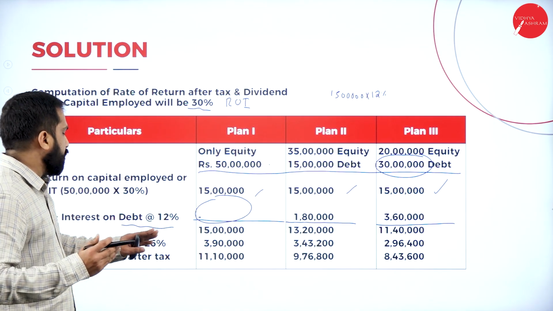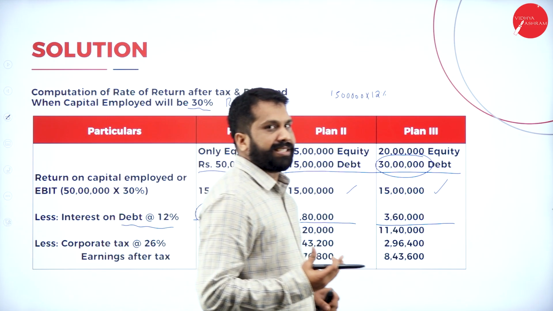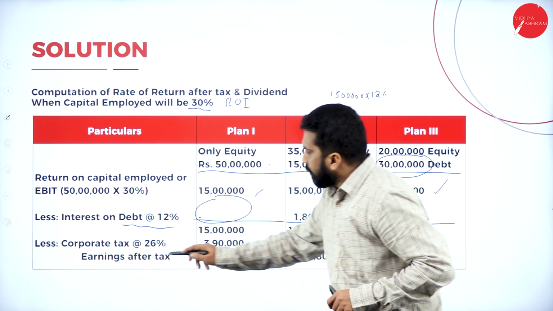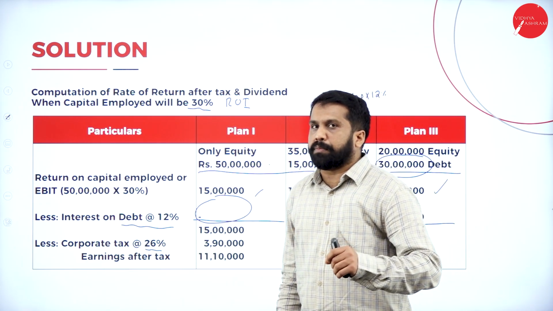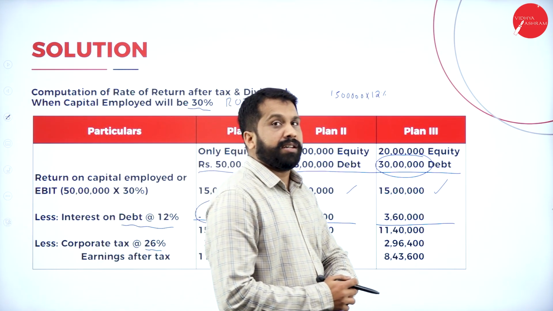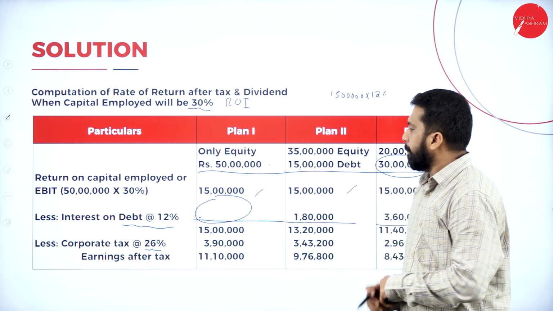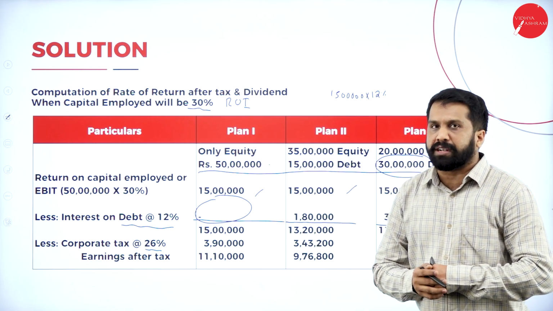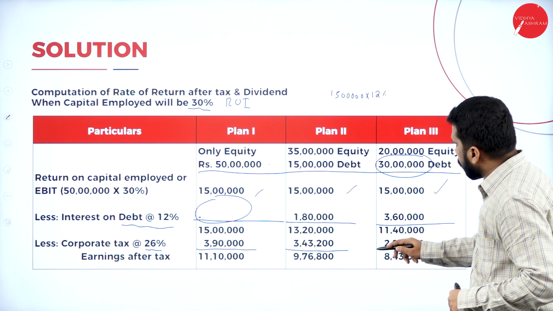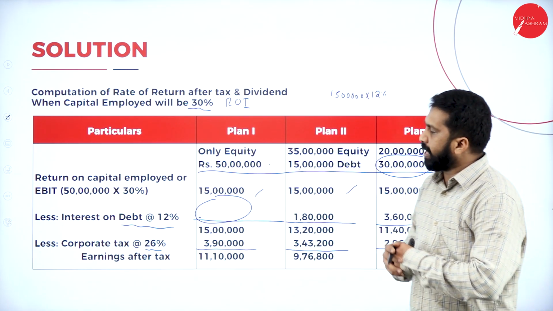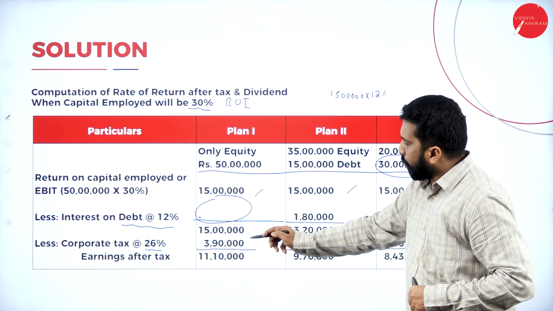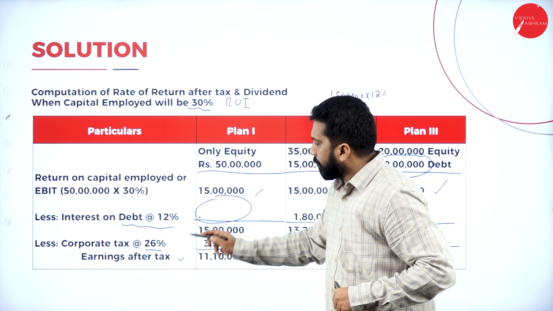Once you are done with this, what is the next one? Corporate tax. What is the corporate tax here? 26%. Now, nothing to worry about your corporate tax. It is given in the question paper itself. So, what is your corporate tax here? 26%. Now, on that 15 lakh you calculate 26%. It will be 3 lakh 90,000, 3 lakh 43, 2 lakh 96. On what did I calculate? On this value I calculated. Minus corporate tax, you got earning after tax.